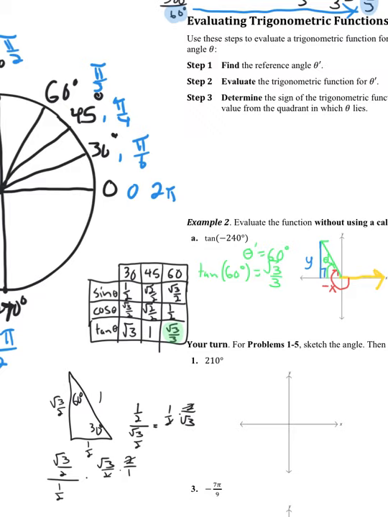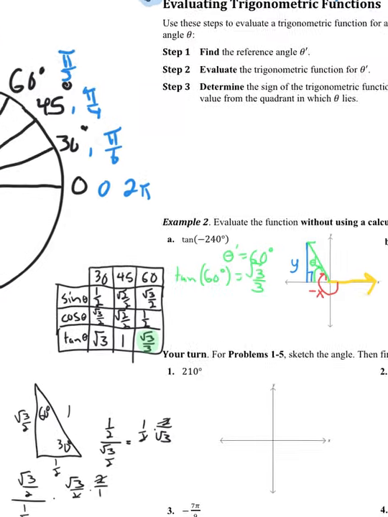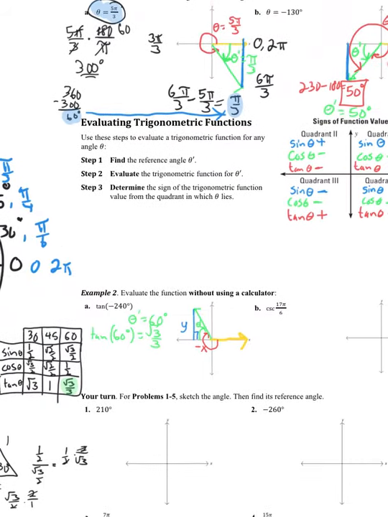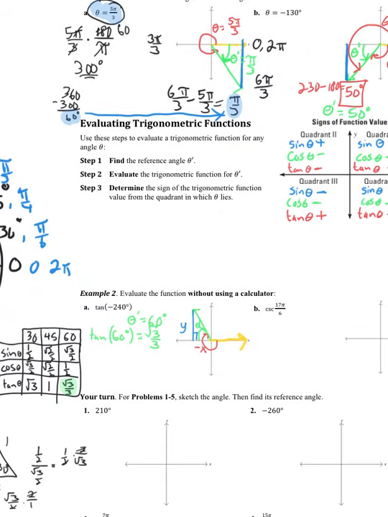All right. And then the last thing I need to do is say, what quadrant am I in? I'm in quadrant 2. And in quadrant 2, it turns out the tangent is negative. It's not positive. Tangent is negative in quadrant 2. So my answer for this whole thing, tangent of negative 240 degrees, which puts me in quadrant 2, is actually going to be negative root 3 over 3. It's a negative value, not a positive value.